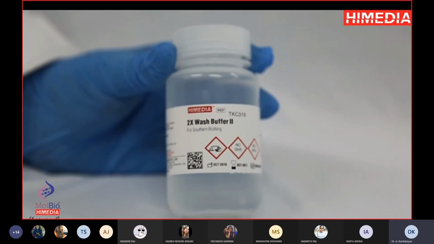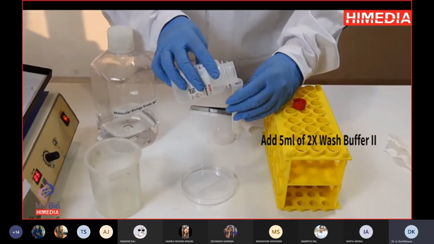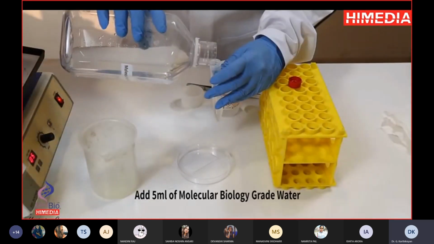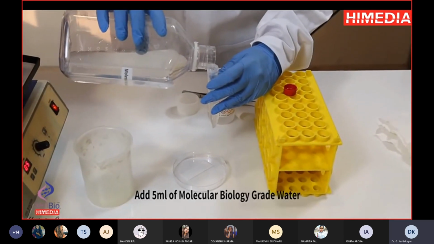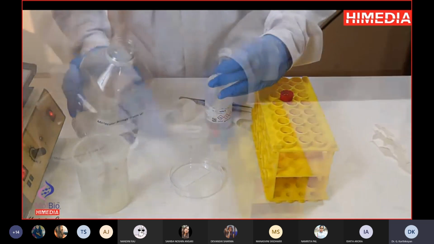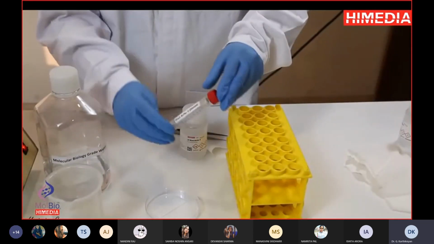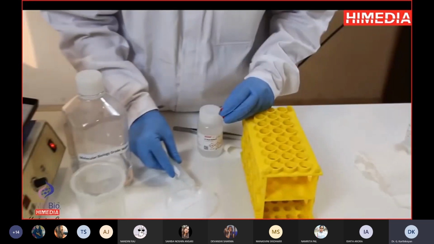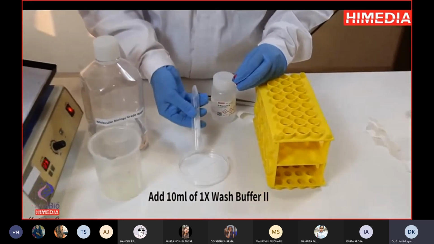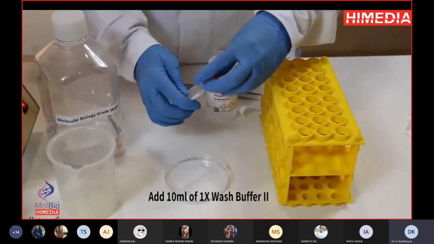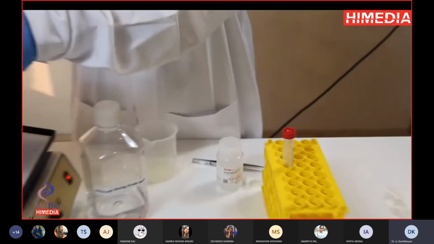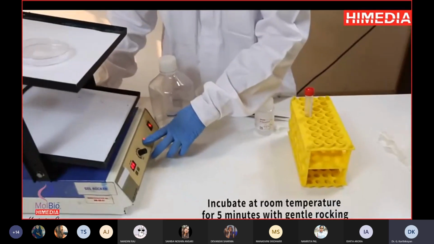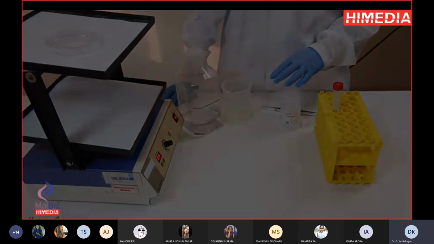Discard wash buffer 1 after the third wash. 2x wash buffer 2. Add 5 ml of 2x wash buffer 2. Add 5 ml of molecular biology grade water. Pre-warm 1x wash buffer 2 prior to use. So wash buffer 1 might have had some detergents. Now you're using wash buffer 2, which will not have detergent. So you're going to wash it off with wash buffer 2 and you'll be set for detection. Incubate at room temperature for 5 minutes with gentle rocking.